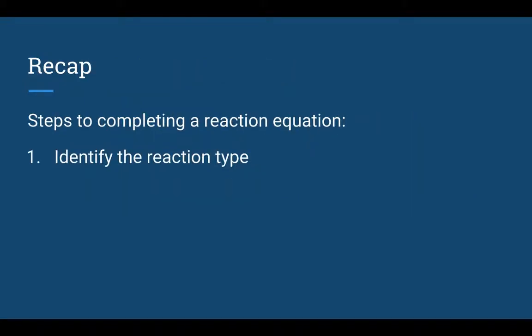Okay? So just to recap, there are 3 steps to complete a reaction equation. If we're given a reaction equation that just has reactants, we want to end up with a full, complete, balanced equation. This is what we have to do. First, identify the reaction type, right? And that's based off of what the generic equations look like for each of these 6 reaction types that we have. Second, we need to predict the products, okay?